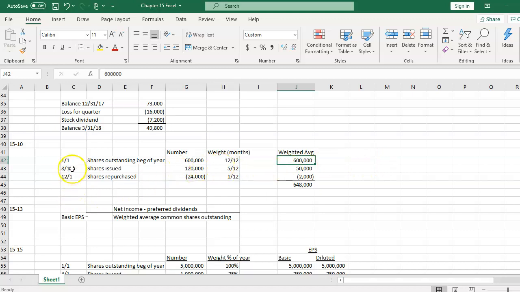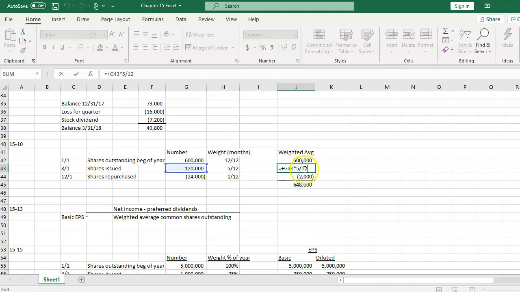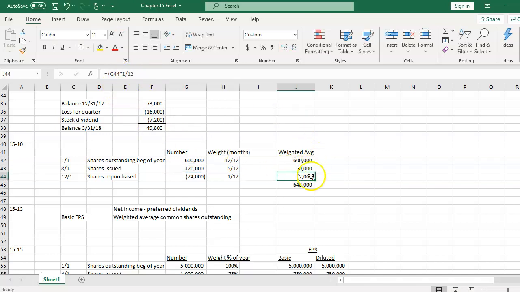Okay. Then on August 1, we issued 120,000. So just saying January through July is 5 months. So January 1 to July 31, that's 5 months. Okay. So 5 months out of 12, we had 50,000. So just take that ratio of 120,000 times 5/12 and you get 50,000.